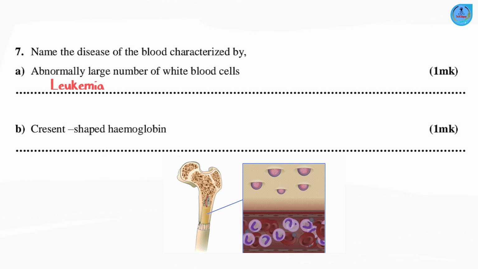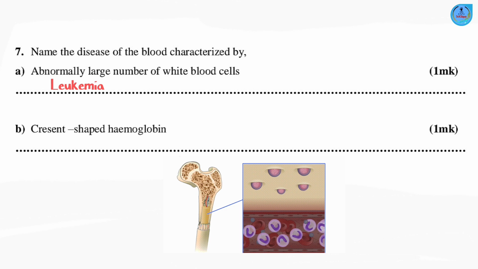Problem is, a lot of these white blood cells are immature and not fully developed, and therefore cannot function properly. So their ability to fight pathogens is poor, making the individual more vulnerable to infections.